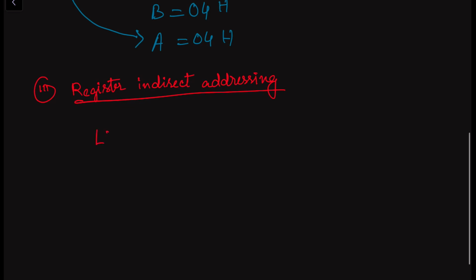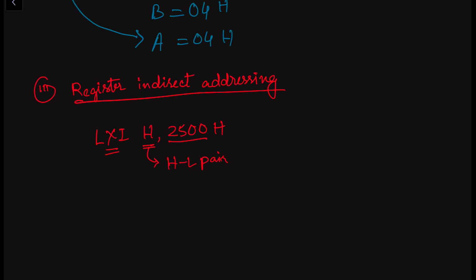Suppose we have LXI H, 2500H. So what is the meaning of this instruction? This instruction means load the HL pair. Here, whenever we have LXI, the X means we will be representing the pair, the HL pair. Here we have written only H, and this means the HL pair.